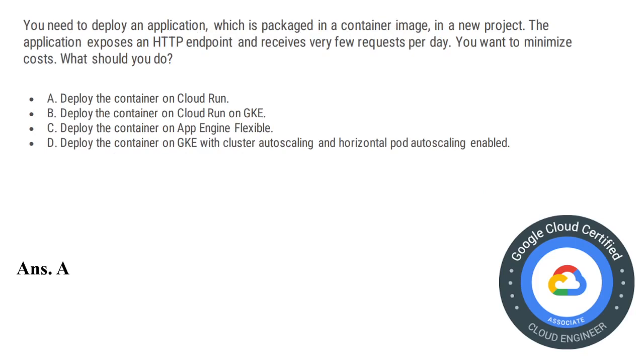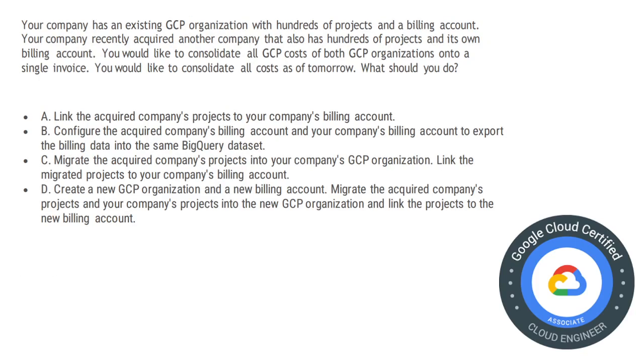Moving on to the next question, your company has an existing GCP organization with hundreds of projects and a billing account. Your company recently acquired another company that has hundreds of projects and its own billing account. You would like to consolidate all the GCP cost of both GCP organizations onto a single invoice. You would like to consolidate all the costs as of tomorrow. What should you do? Correct answer is link the acquired company's projects to your company's billing account. Since your request is to link both the accounts.